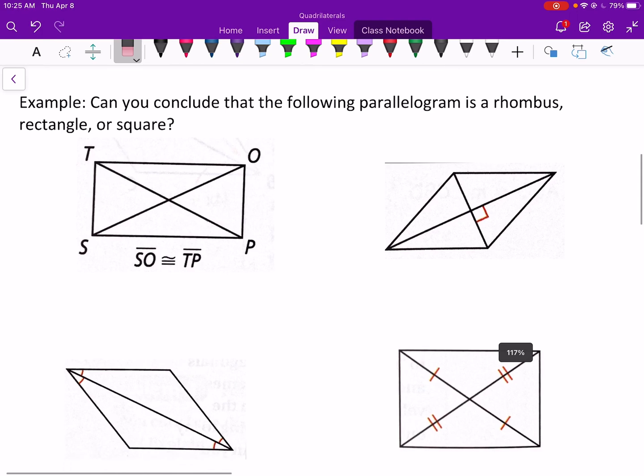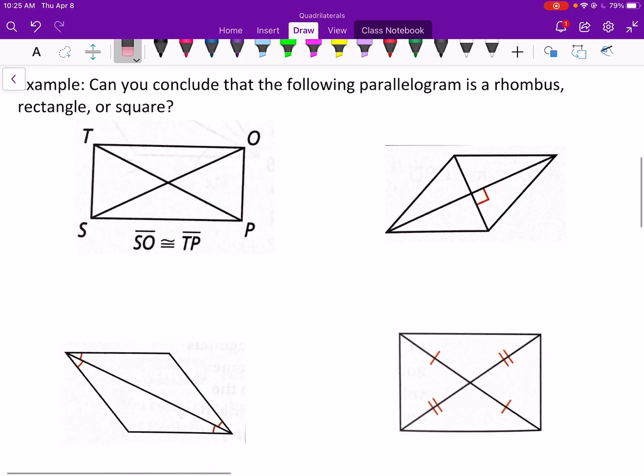So in our examples today, we are going to conclude if the following parallelograms are a rhombus, rectangle, or square. Or it could be none of them. We will see. On this first example, we have a parallelogram, and it looks like we have the diagonals. And it says SO, this diagonal, is congruent to TP, which is this diagonal.